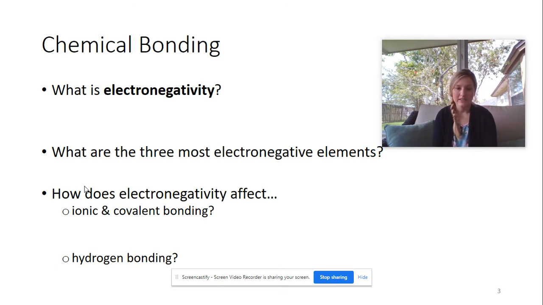It's going to affect ionic and covalent bonding. We kind of already talked about that. In covalent bonding, it's going to cause the polar covalent bond. And because of the polar covalent bond, it's going to cause the hydrogen bond to occur between two partially charged molecules.